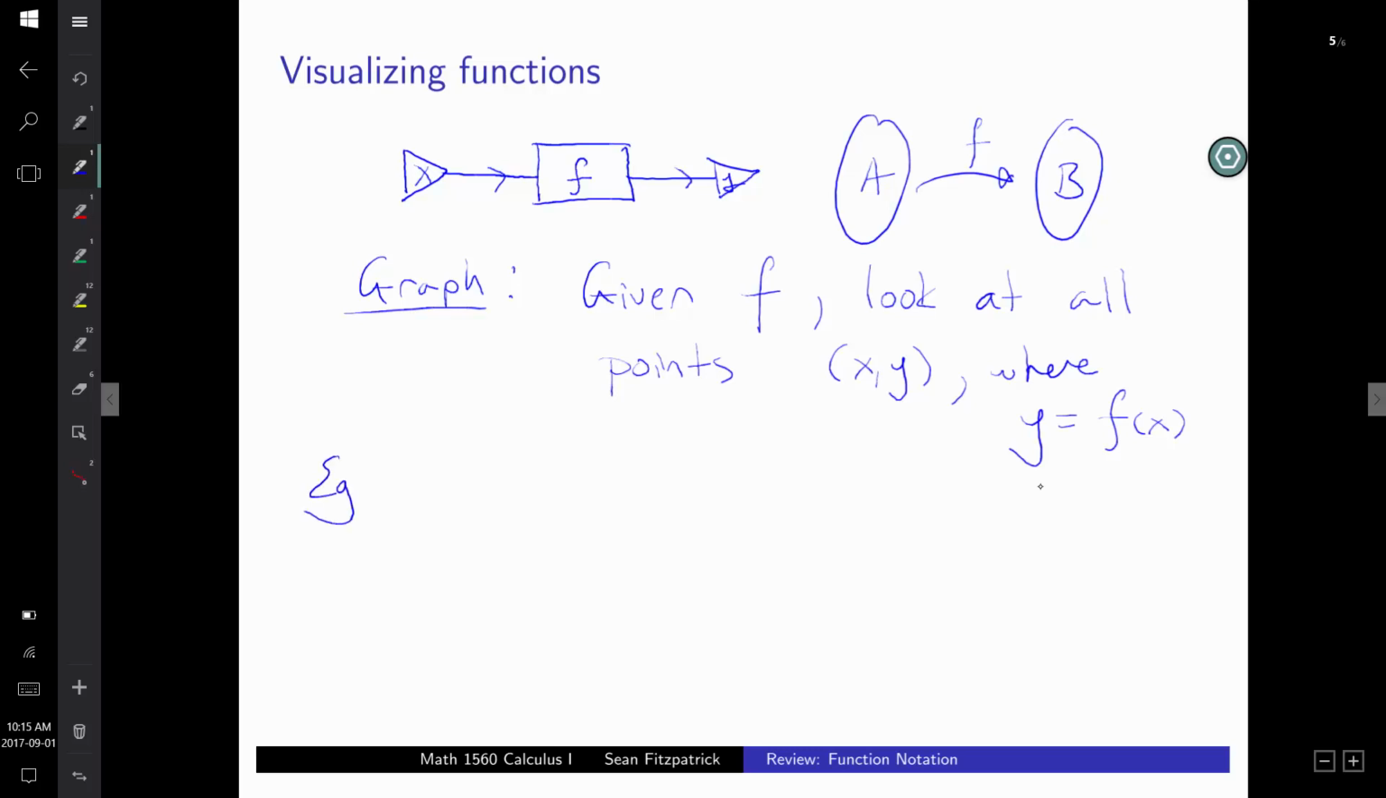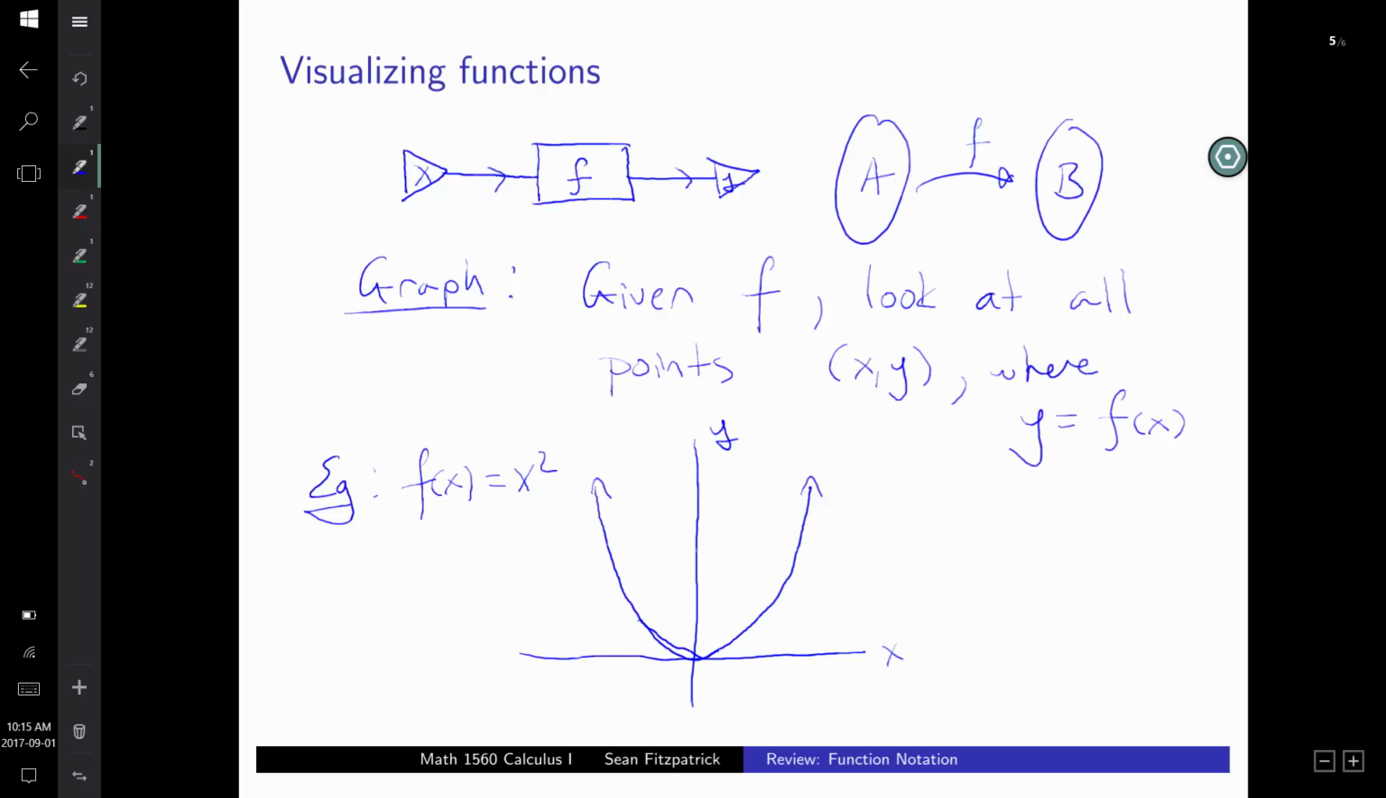So for example, with f of x equals x squared, if I plot all those points in the Cartesian plane, x-axis, y-axis, the way we usually draw this, I get this standard parabola graph. That wasn't a very good parabola at the bottom, was it? Let's smooth that out. There we go. Okay. So we'll be doing lots of graphing in this course. That's going to be the number one way that we visualize our functions.